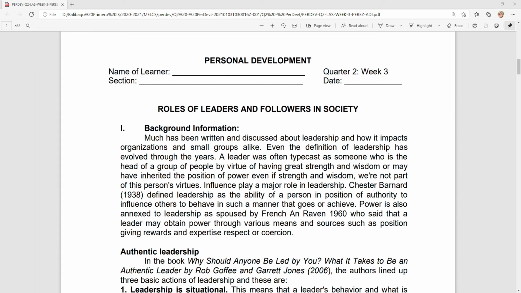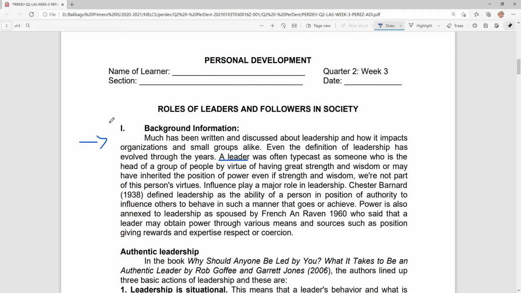Our topic is about roles of leaders and followers in society. So let me just read the background information. Much has been written and discussed about leadership and how it impacts organizations and small groups alike. Even the definition of leadership has evolved through the years. A leader was often typecast as someone who is the head of a group of people by virtue of having great strength and wisdom, or may have inherited the position of power even if strength and wisdom are not part of this person's virtues. Influence plays a major role in leadership.